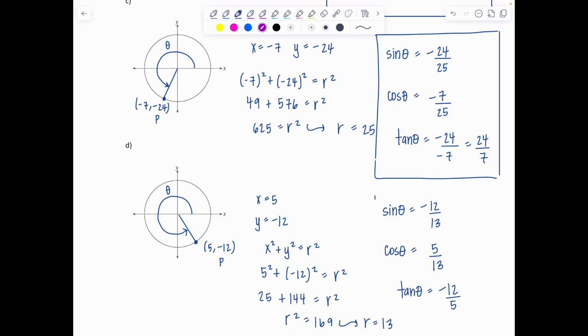Good? Okay, so that's just an introduction to sine, cosine, and tangent. We're going to study them in much more depth shortly, so stay tuned.